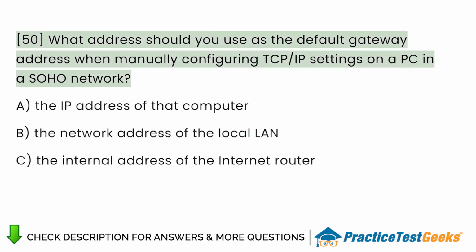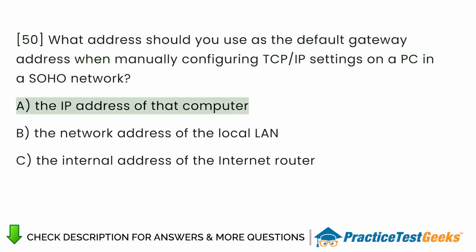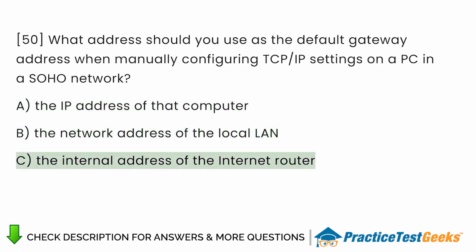What address should you use as the default gateway address when manually configuring TCP/IP settings on a PC in a SOHO network? A. The IP address of that computer. B. The network address of the local LAN. C. The internal address of the Internet router.